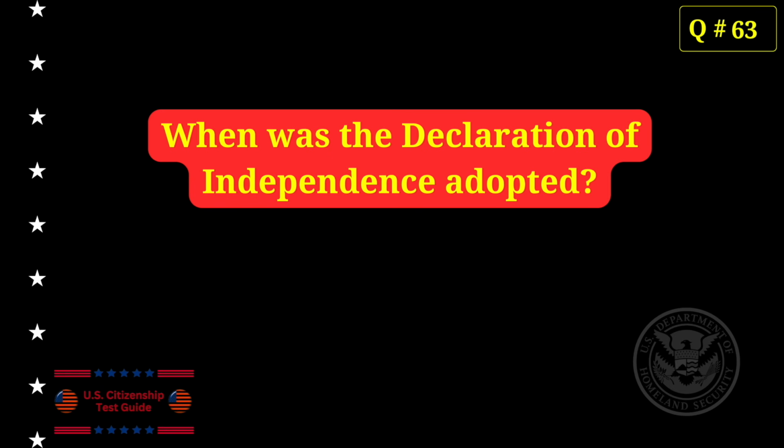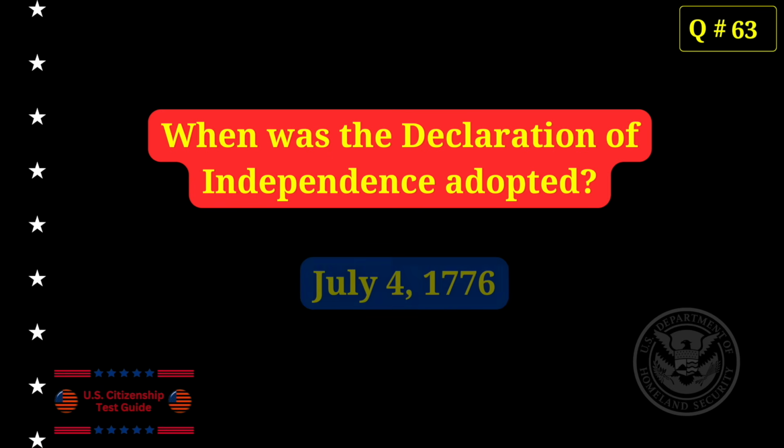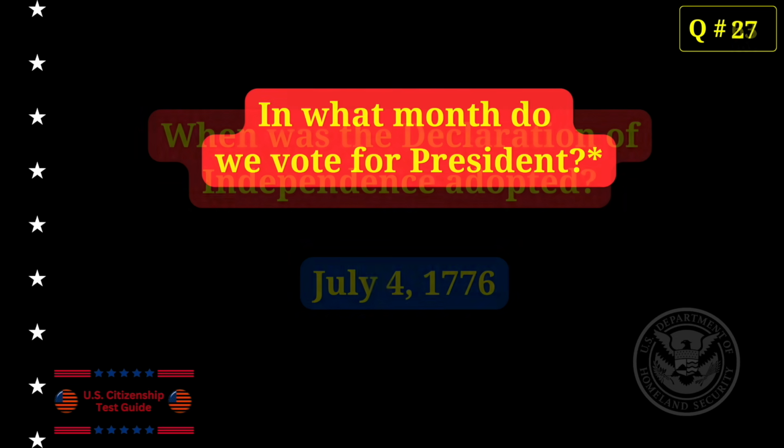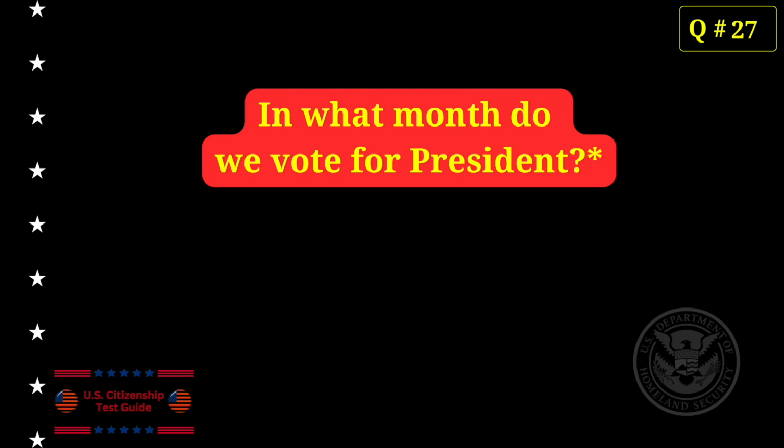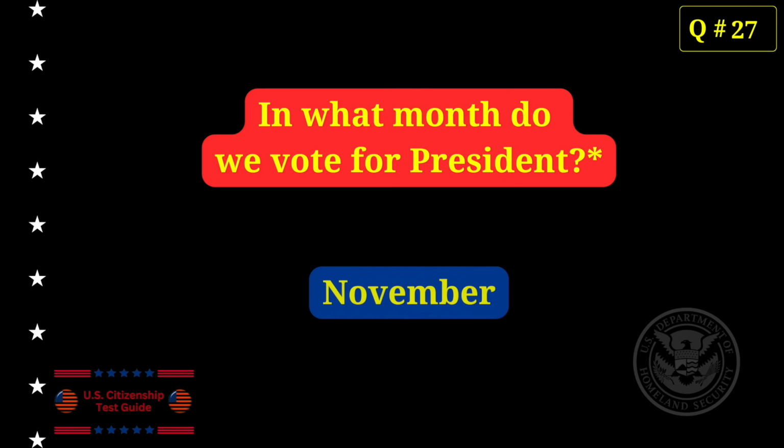When was the Declaration of Independence adopted? July 4, 1776. In what month do we vote for president? November.